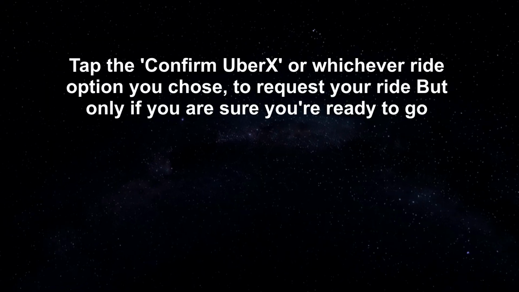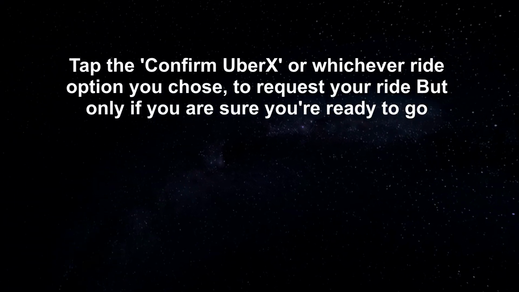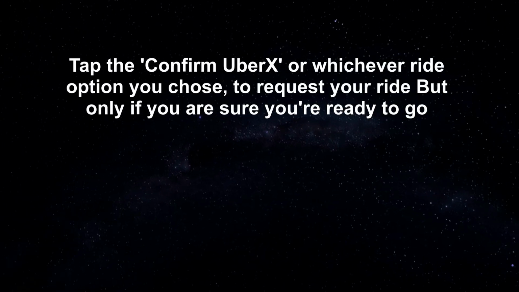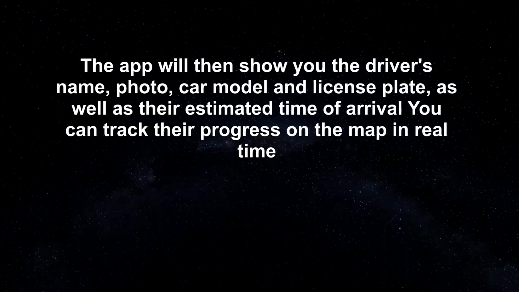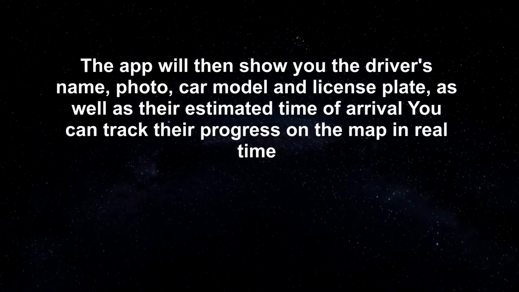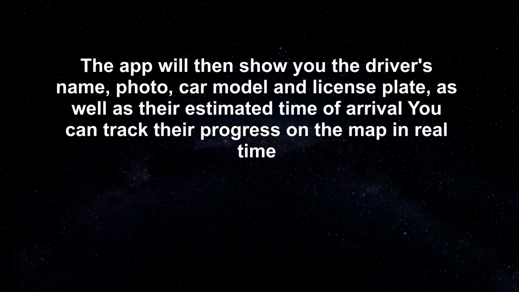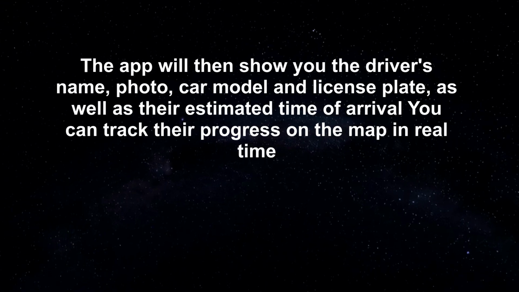Tap the Confirm UberX or whichever ride option you chose to request your ride, but only if you are sure you're ready to go. The app will then show you the driver's name, photo, car model, and license plate, as well as their estimated time of arrival. You can track their progress on the map in real time.